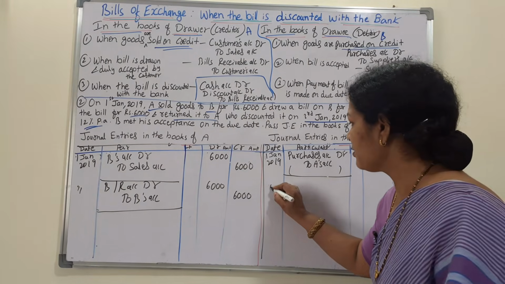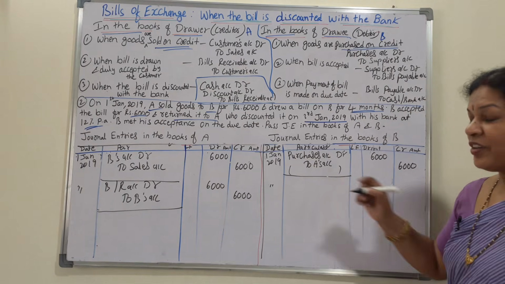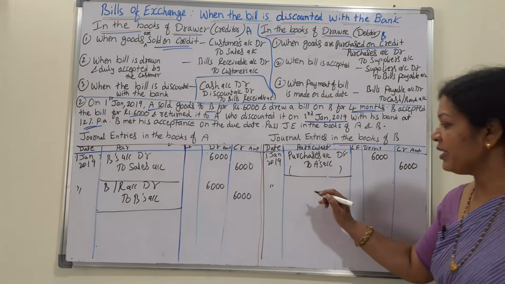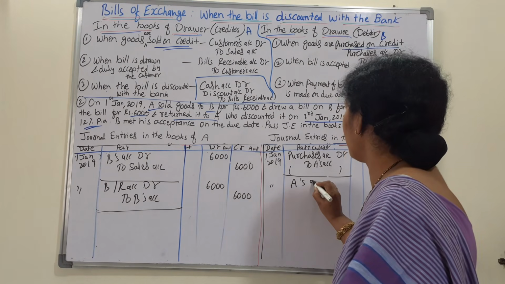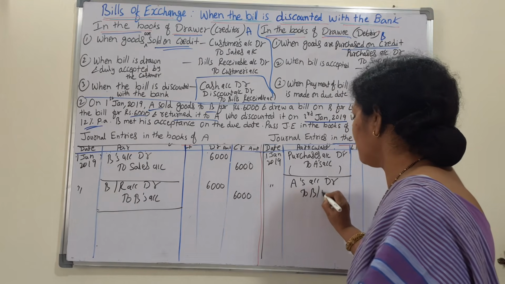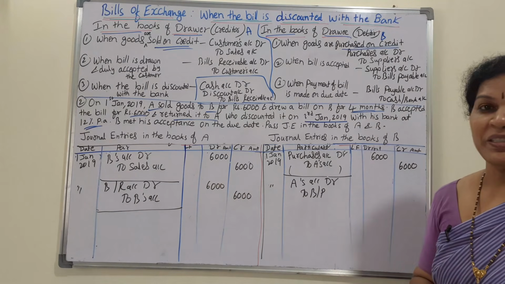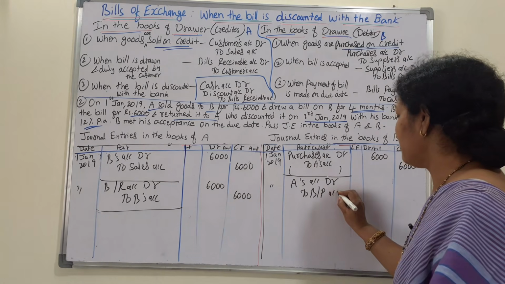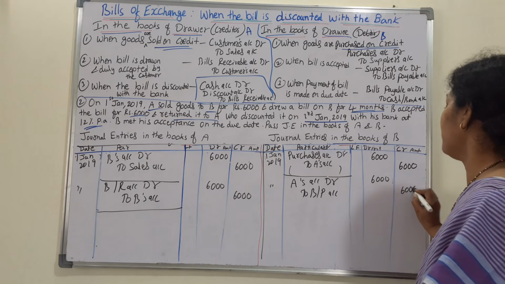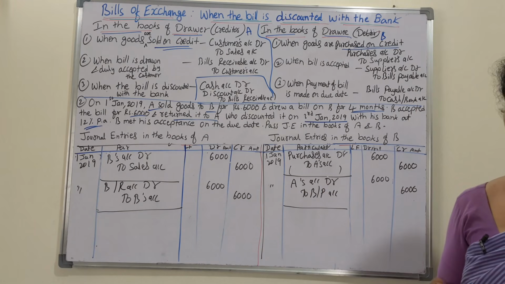Now here it comes, their bills receivable. Now here it is bills payable. To whom are we paying the bill? To A. So A's account debit to bills payable account. In short form I am writing BP. BP means bills payable. BR means bills receivable. Bills payable account is 6,000. So narration will be being bill accepted.